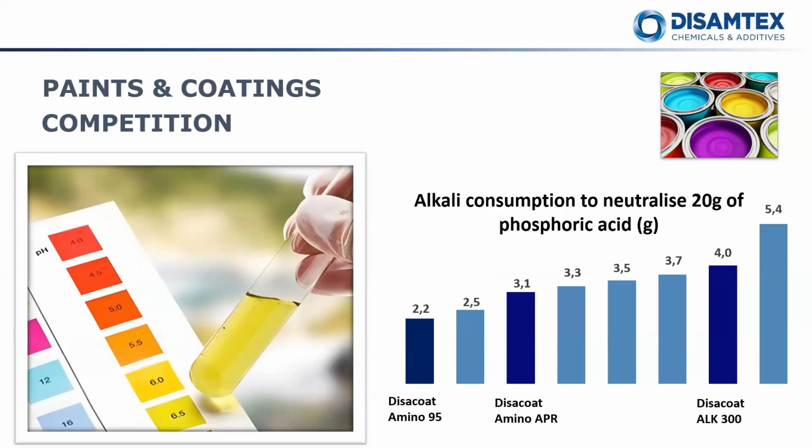A lower value means the product is more efficient, as it needs less material to reach the same neutralizing effect. A higher value means it's milder, requires more product to achieve neutralization, which often gives better control and more stable pH adjustment in paints and coatings. Amino 95 is just the more concentrated version of APR. Okay?